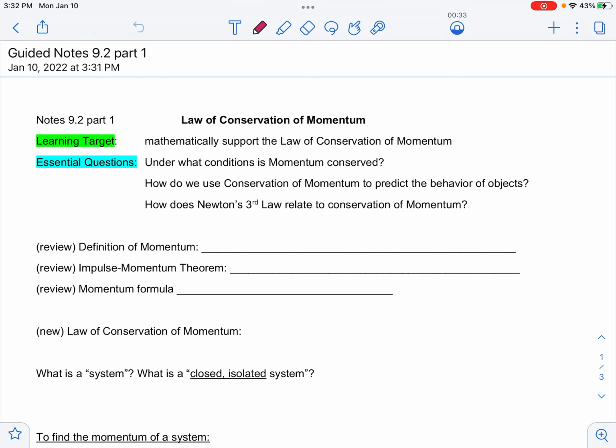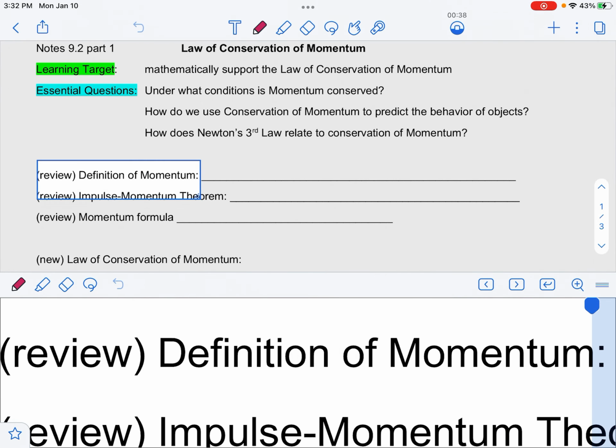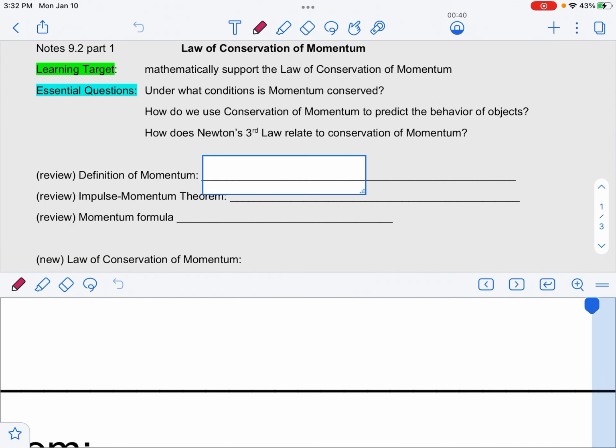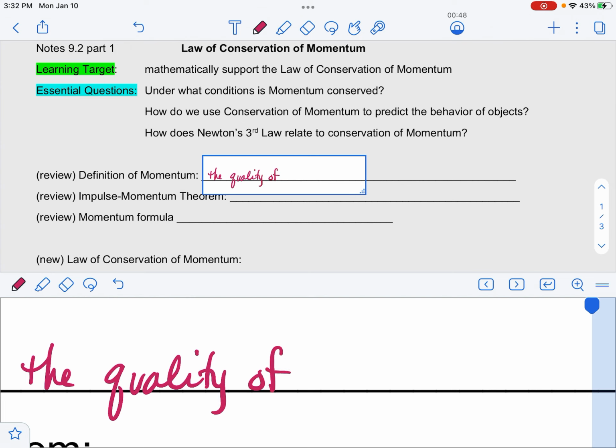All right, so let's start with some review. You know that's what I prefer to do. So last time we talked about the definition of momentum. If you remember, momentum is the quality of motion. Every moving object has momentum. And the way that we calculate that is p. p stands for momentum. We don't know why, it just does. p equals m times v.